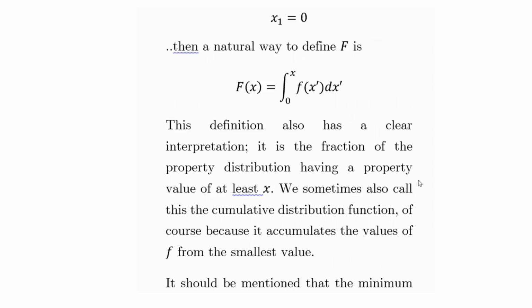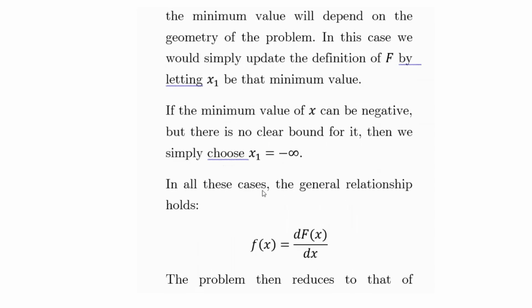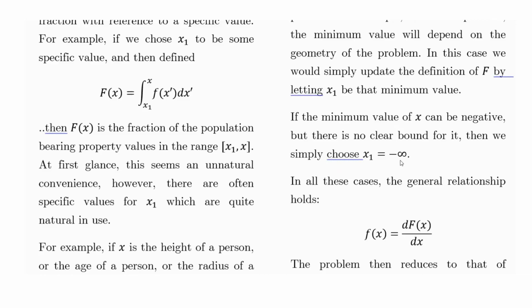So if it's possible to be negative, but we don't know how negative, then we can just fix the smallest possible value or the most negative possible value. We could say, let x1 be minus infinity. So as much as this is a less well-defined region, we can set a lower limit like this.